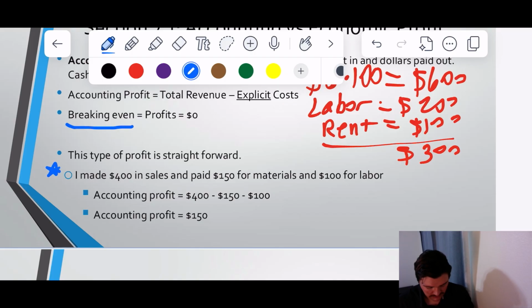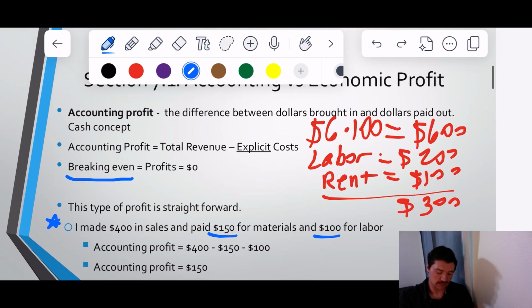Now, again, another example, I made $400 in sales in a weekend, but I had to pay $150 in materials and $100 in labor. So $400 is my revenue minus my cost. So my accounting profit is $150. Okay, again, pretty straightforward, right? Money comes in, money goes out.